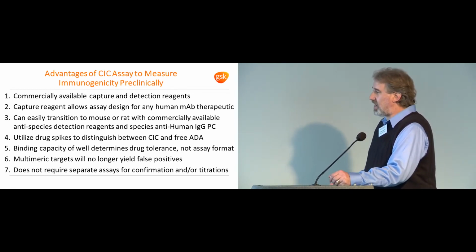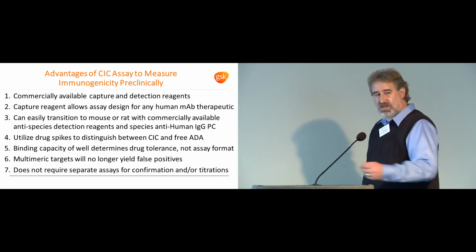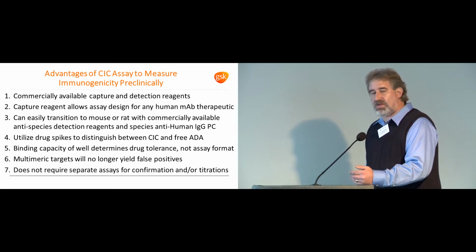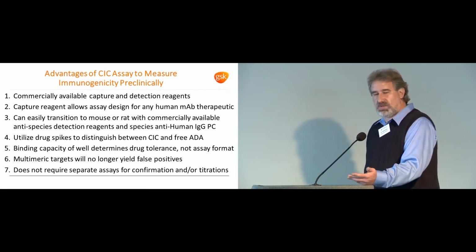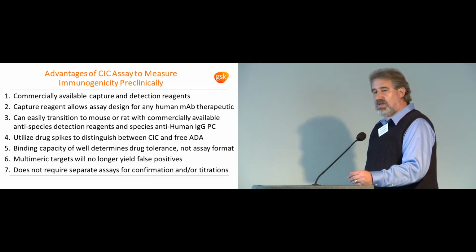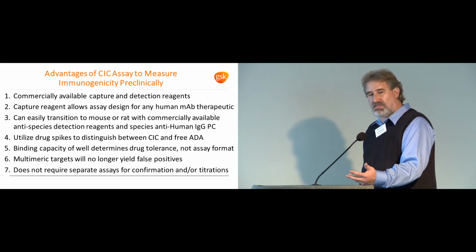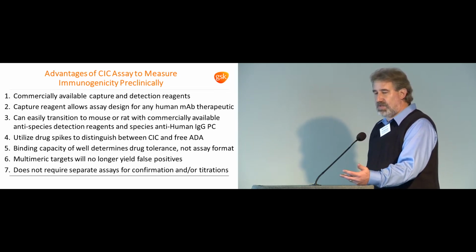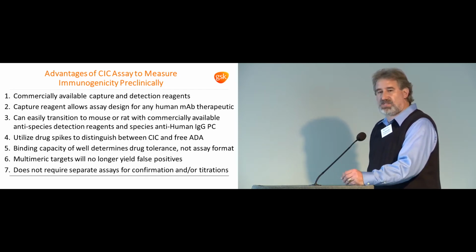6 is theoretical. I haven't gotten to this yet, I haven't proven it, but I'm theorizing that multimeric targets should no longer yield false positives the way they would in a bridging ADA assay. If you have a compound that's a dimer, the target could bind the two together and you could get a positive signal that way. But based on the method that I've shown here today, I don't think it'll be likely that the compound binding to its target will still pull down the compound, but if there's any ADA there, whether or not it's interfering with the ability of the compound to bind to the target, we should still be able to pick up that signal.